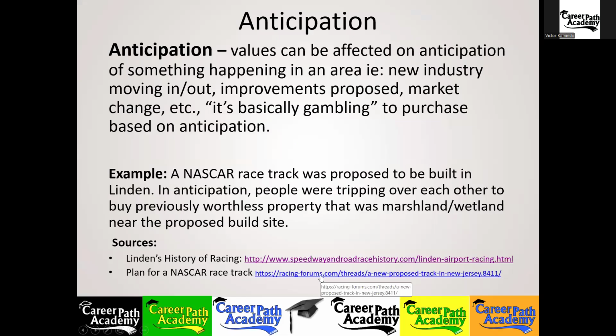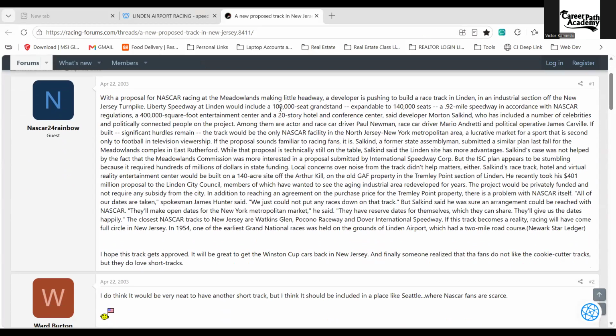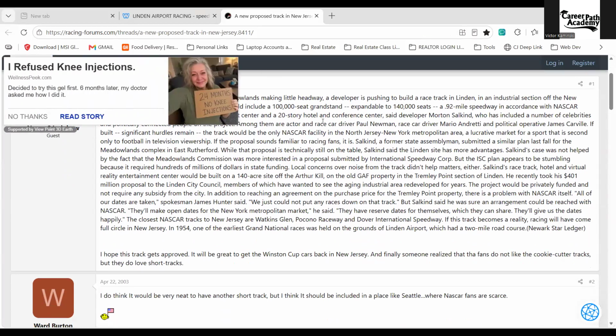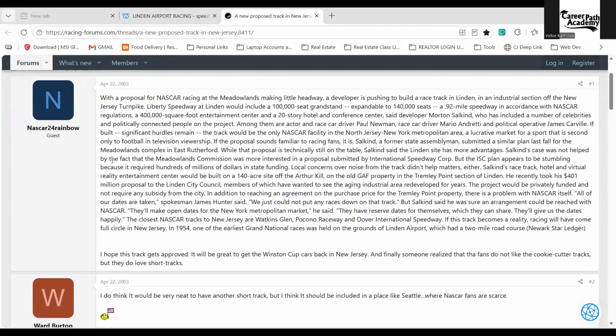And then we got this other NASCAR forum here that basically talks about there was an approval there for a 100,000 seat grandstand, expandable to 140,000 seats, a 0.92 mile, almost a mile speedway, and a 400,000 square foot entertainment center, and a 20-story hotel and conference center that was supposed to be built by the developer Morton Saltine.